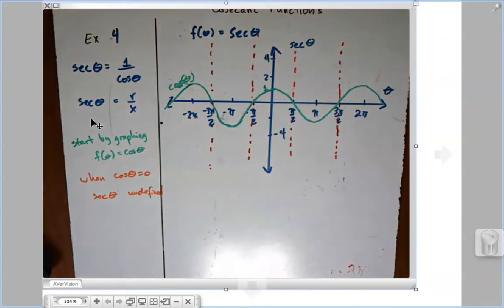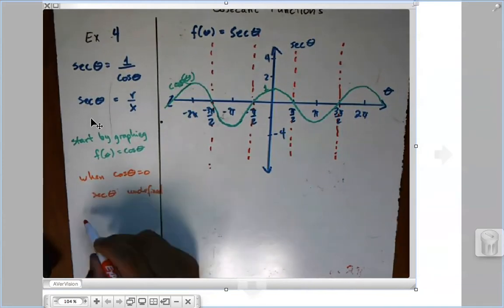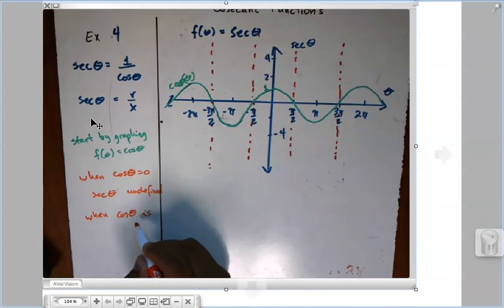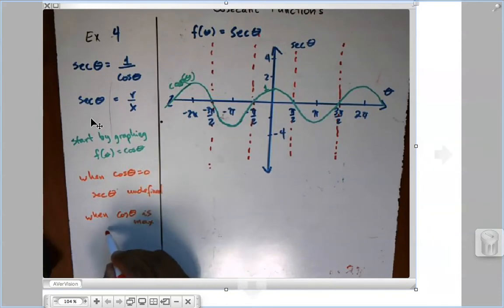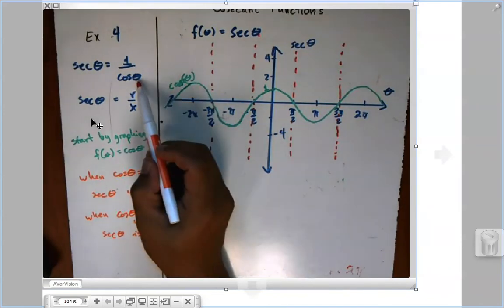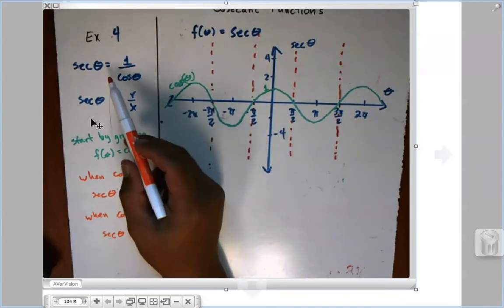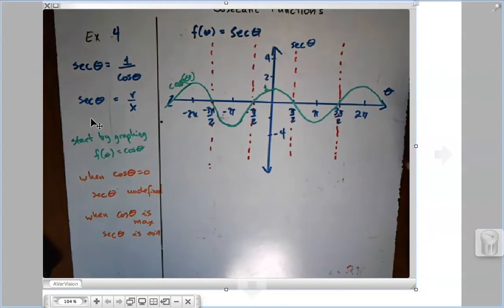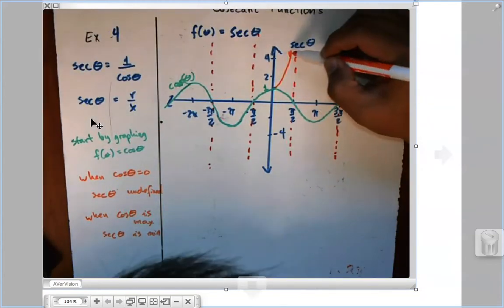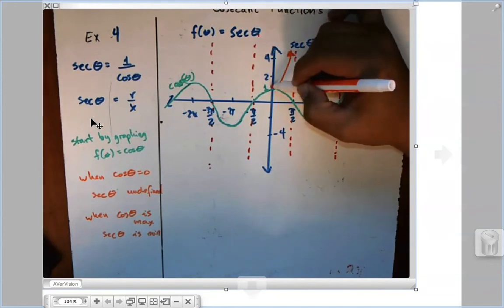And then I can also say when cosine of theta is at its max, secant of theta is at its minimum. Because when cosine gets large, the reciprocal of cosine is going to get small. So I'm going to guess that this is going to be my graph of secant right here.